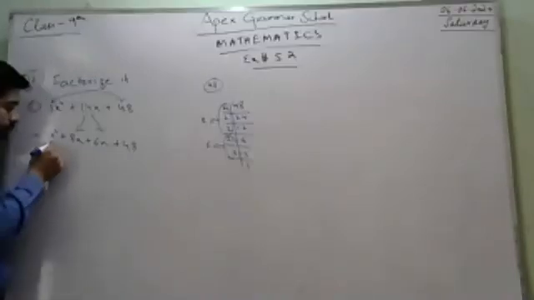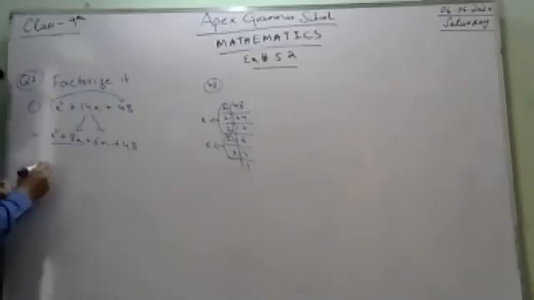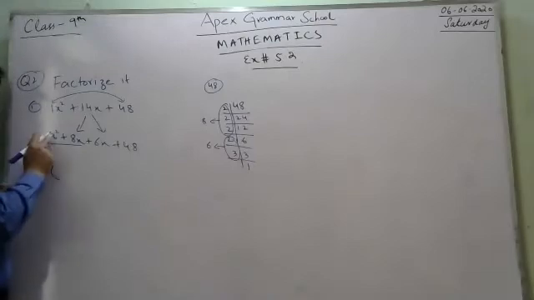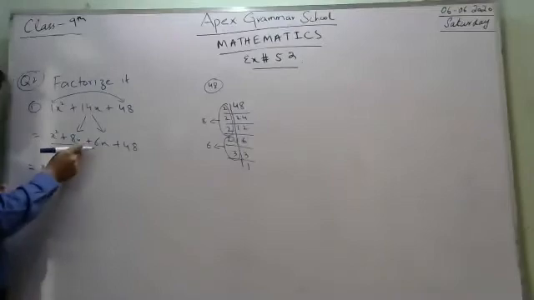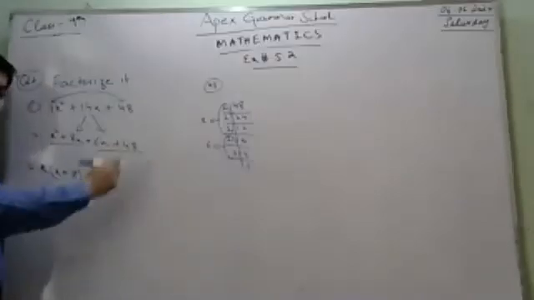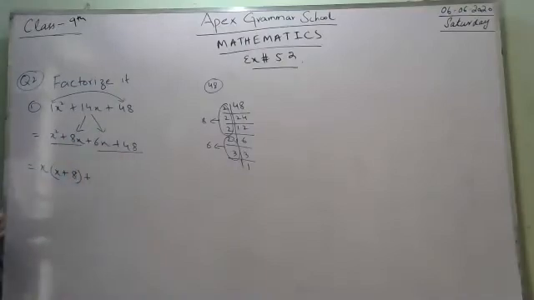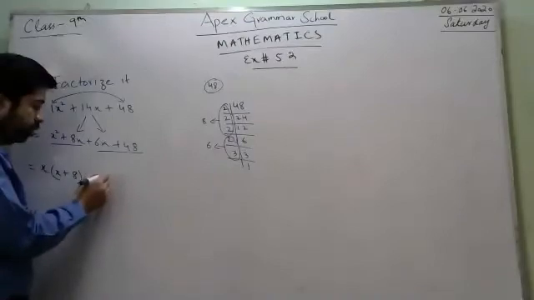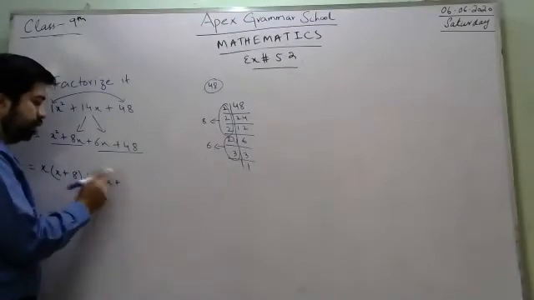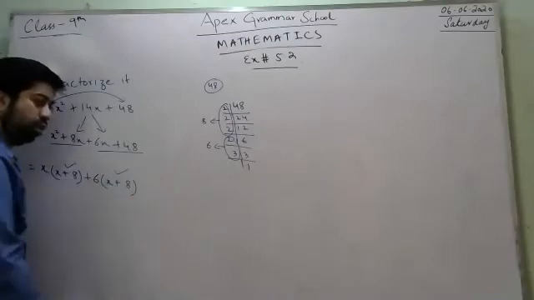So what will be common from both these terms? You can see that x will be common. So after taking x common, x plus, and x is also common from there, 8 plus. What is common from both these numbers? You can see that 6 is common. So x plus 6 8s are 48. So this is x plus 8, this is also x plus 8.